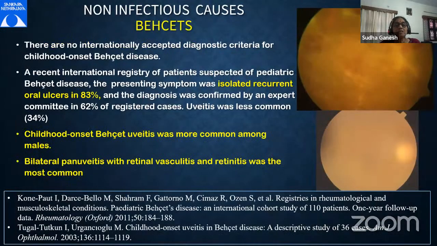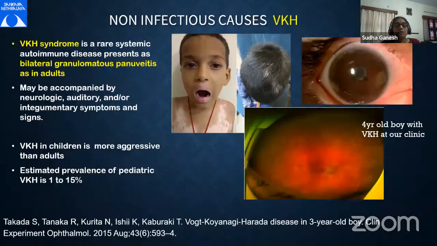Coming to Behcet's disease, there are no internationally accepted diagnostic criteria for childhood onset Behcet's disease. A recent international registry of patients suspected of Behcet's disease found the isolated symptom of recurrent oral ulcers in 83% of the children, and this diagnosis was confirmed by an expert committee. Childhood onset Behcet's disease uveitis is more common among males, and most of them present with bilateral panuveitis with retinal vasculitis and retinitis being very frequent.